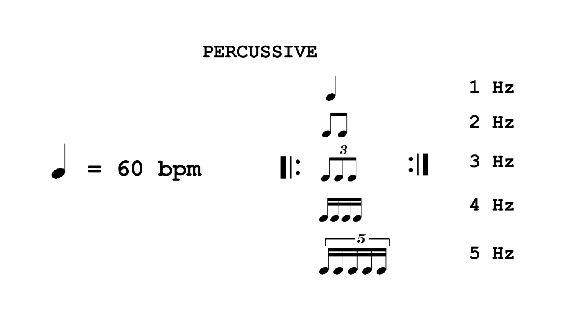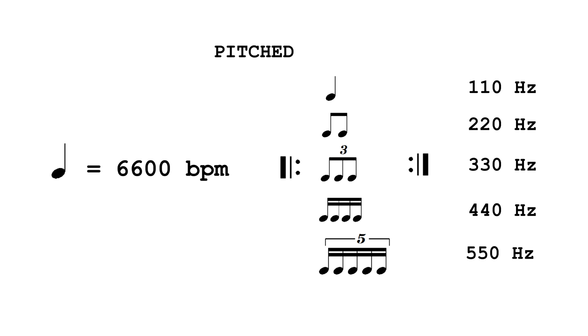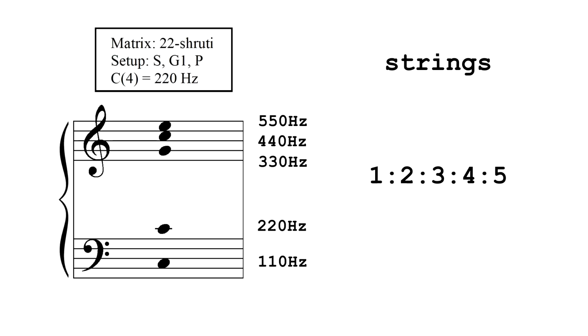Now let's blow our mind changing the BPM value to a ridiculous high speed of 6600 beats per minute, then it sounds this nice chord. But this chord with these inner harmonic intervals is nowhere to be found on a tempered instrument, right?